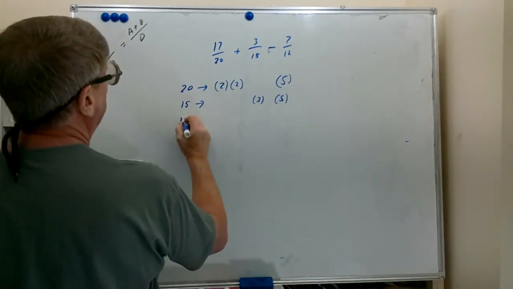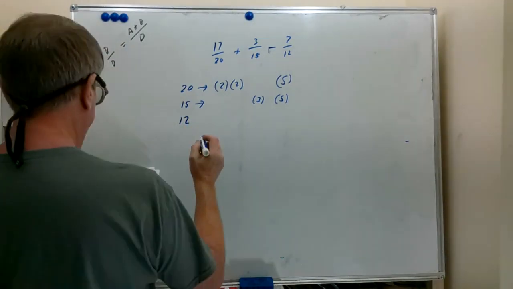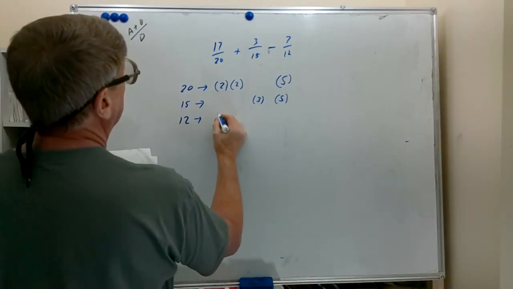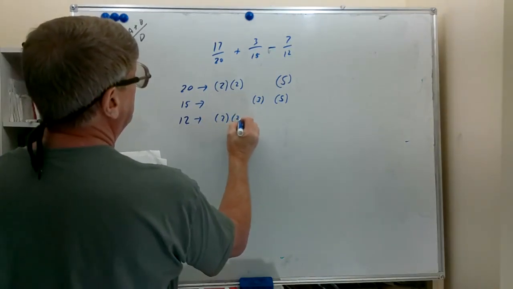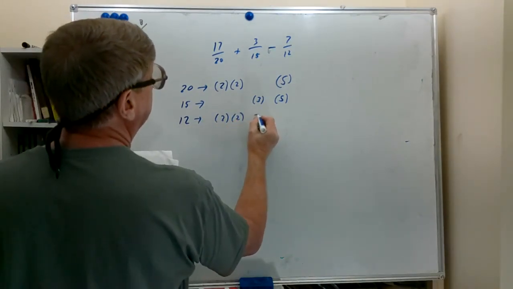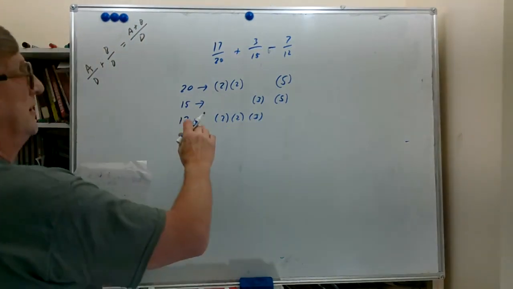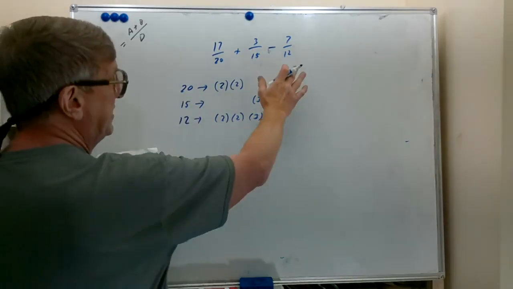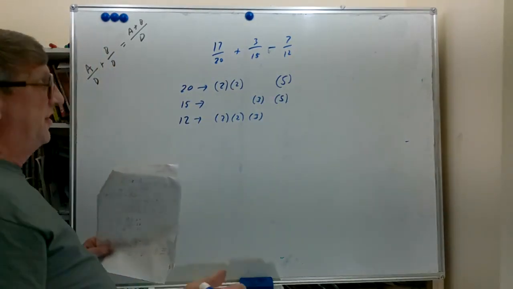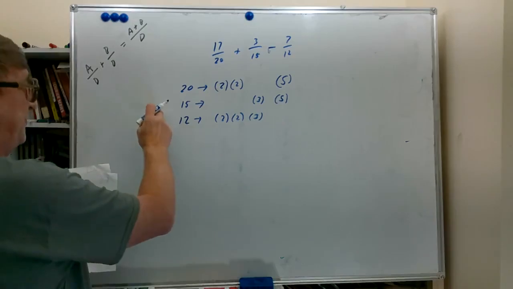And for 12, what do we have here? We have 2 times 2 times 3. And you will note that 2 times 2 is 4 times 3 is 12. Now everything here is prime. So we successfully found our prime factorizations for 20, 15, and 12.